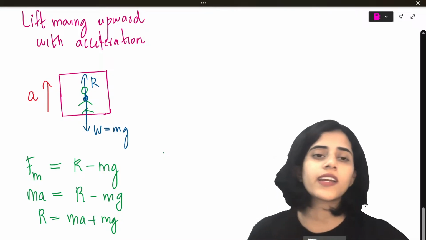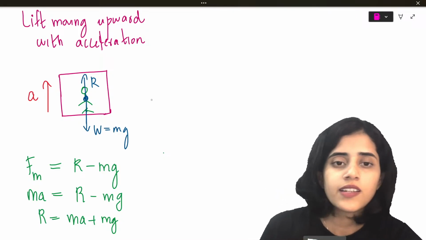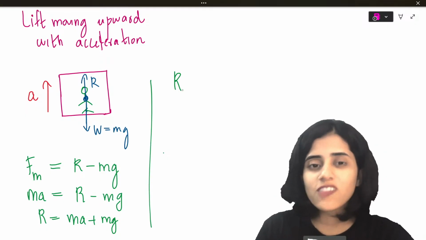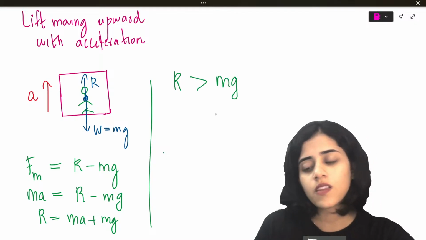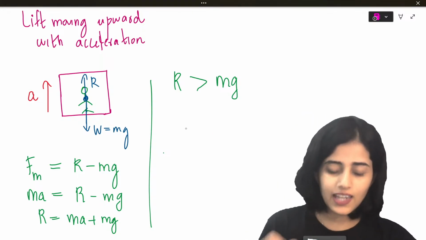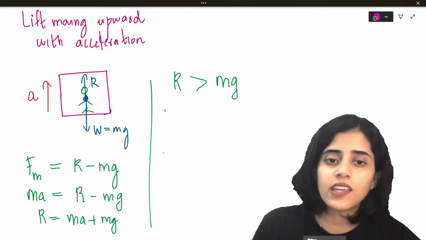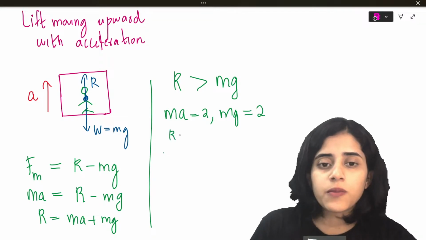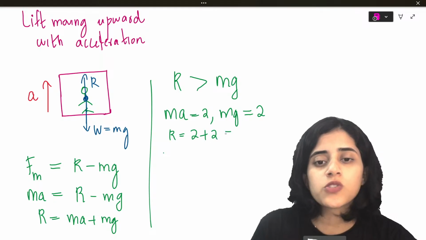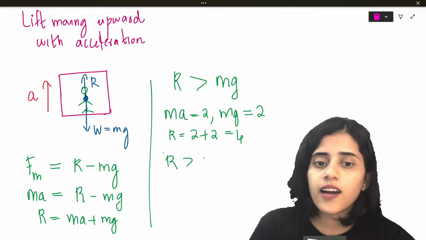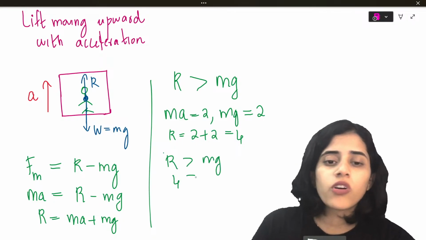Now from this, what can I say about ma and mg? Can I say that R would always be greater than mg? How can I say that? I'll explain with an example. Let's say ma is equal to 2, and mg is also 2. What will R be? R will be 2 plus 2, which is 4. So in this case, can't I say R is greater than mg? Because 4 is greater than 2.